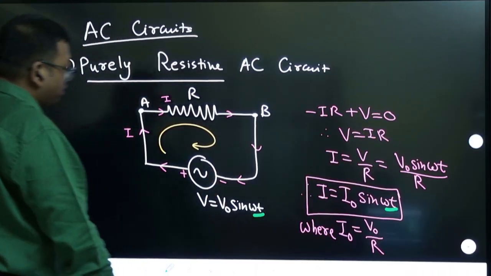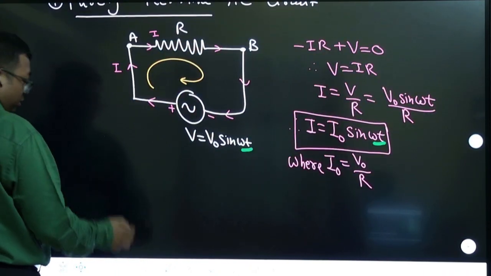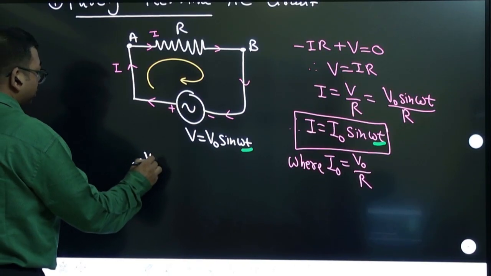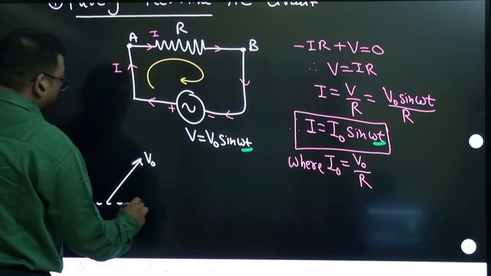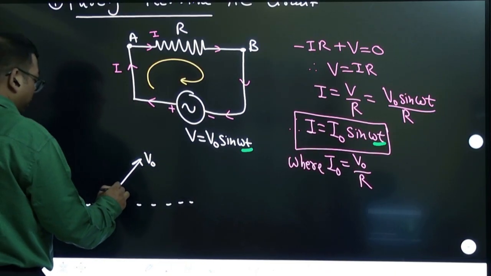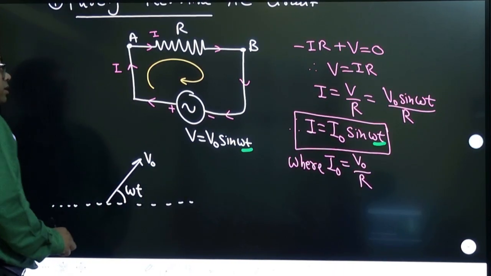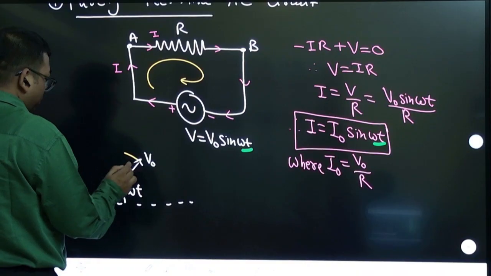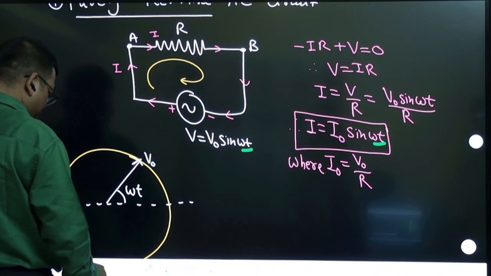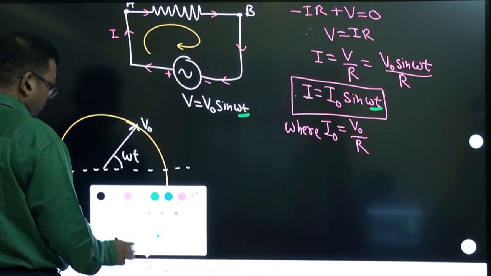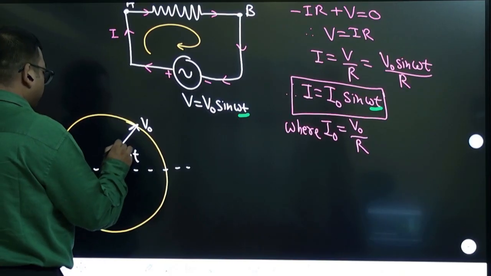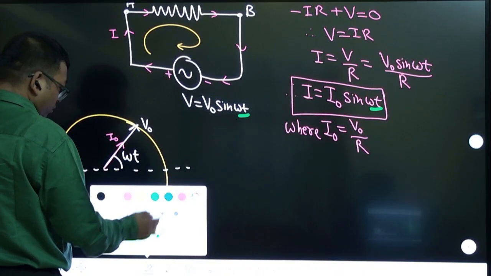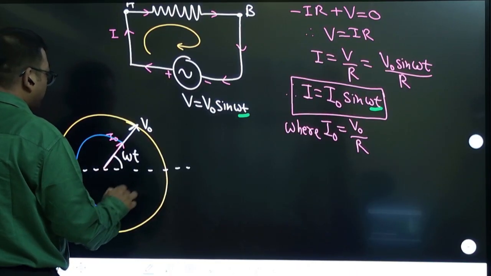Now let us draw the phasor diagram. First I will draw the voltage phasor. At an instant, the voltage phasor is at angle omega t. Right. So if you want, you can draw a circle, as I told. We can draw a circle, and current will also be in the same direction. So that will be the current phasor, right?